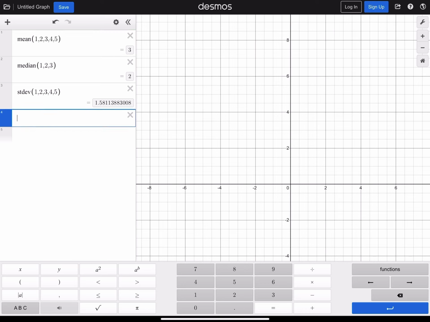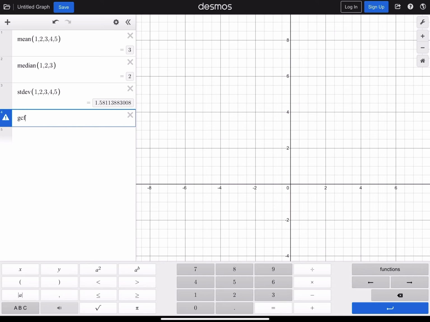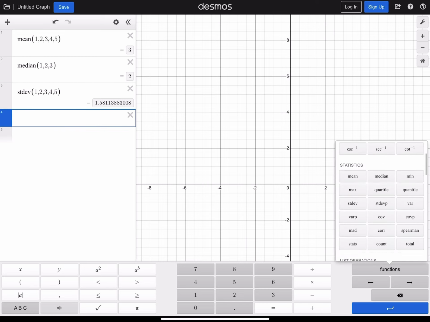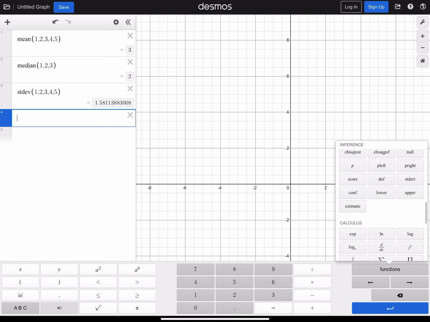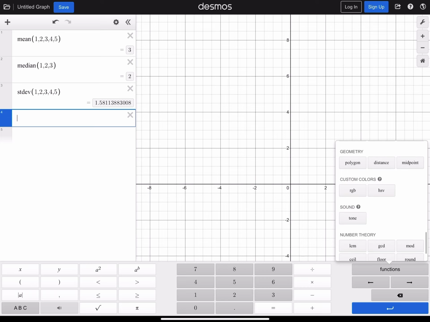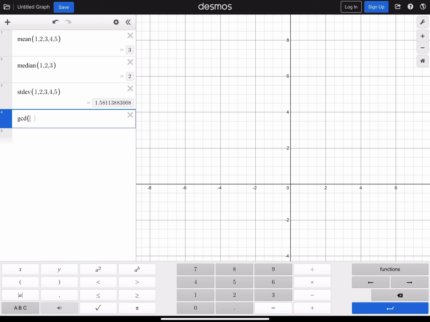Another really helpful thing that Desmos can do is, for a set of numbers, it can find the greatest common factor, the GCF. This can be really helpful when we're simplifying fractions, and it will find the greatest common factor. And you can also find it within here. See, so many functions, many of which you won't need. Let's just do 100.